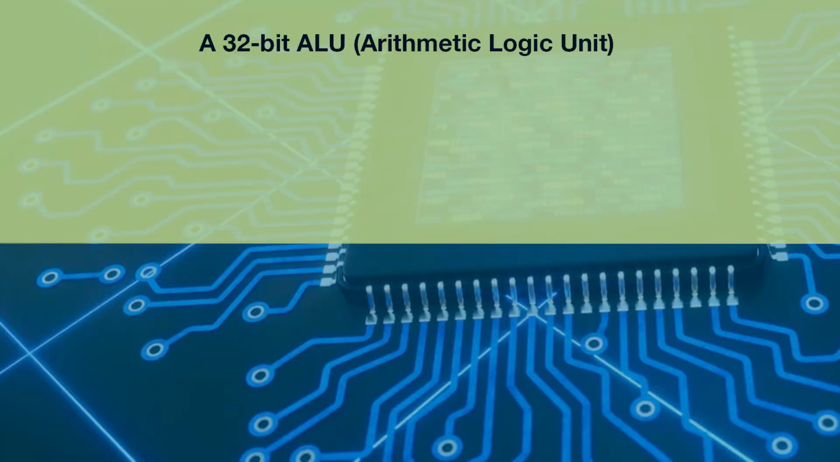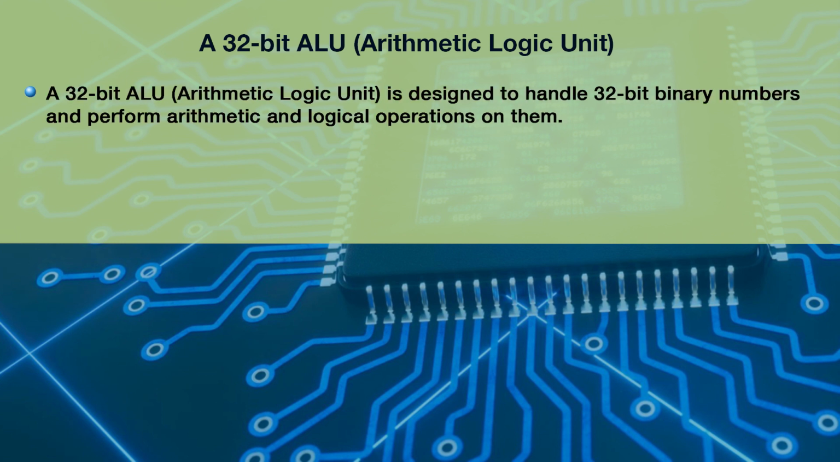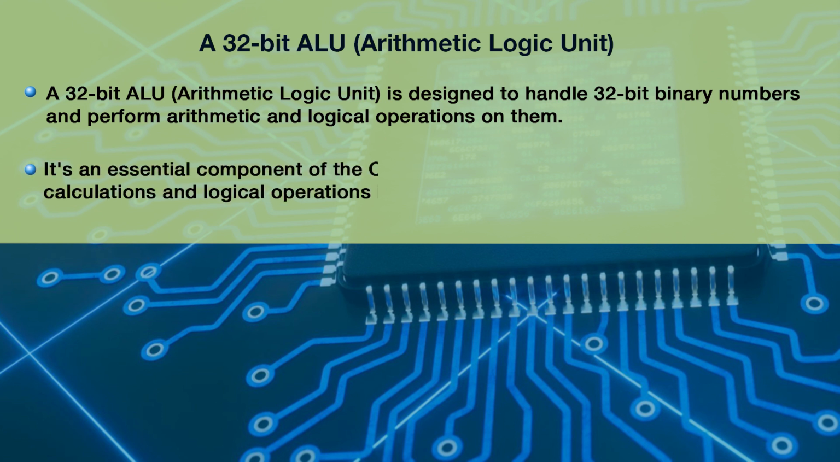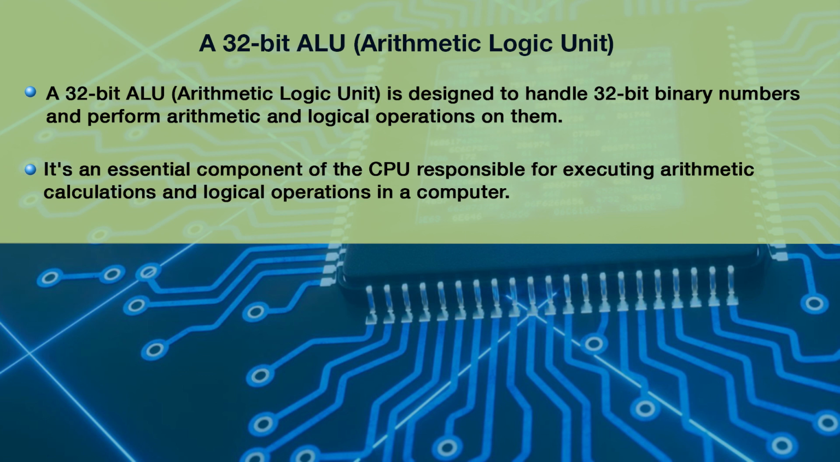Now we discuss a 32-bit ALU, that is, arithmetic logic unit, briefly. A 32-bit ALU is designed to handle 32-bit binary numbers and perform arithmetic and logical operations on them. It is an essential component of the CPU, responsible for executing arithmetic calculations and logical operations in a computer.